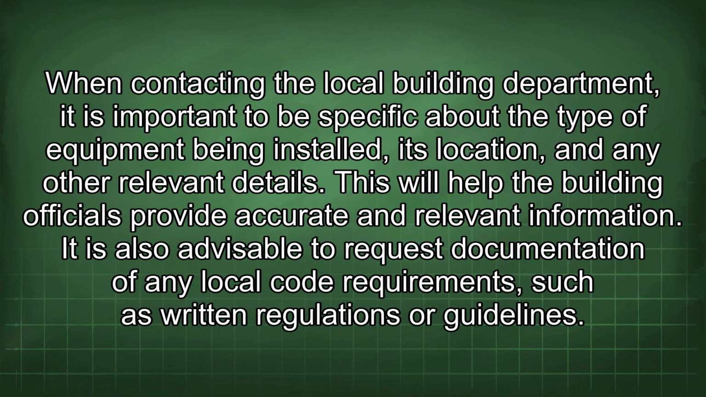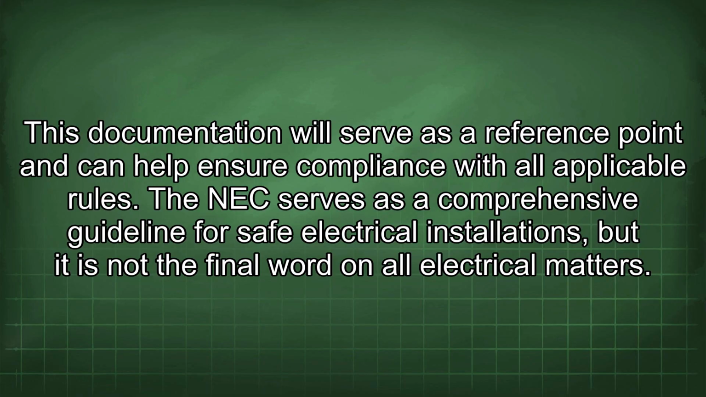When contacting the local building department, it is important to be specific about the type of equipment being installed, its location, and any other relevant details. This will help the building officials provide accurate and relevant information. It is also advisable to request documentation of any local code requirements, such as written regulations or guidelines. This documentation will serve as a reference point and can help ensure compliance with all applicable rules.